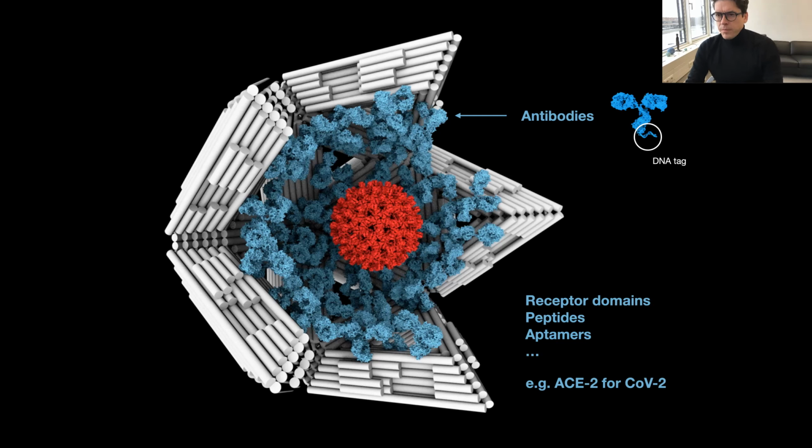You can think about using host receptor domains, putting them there, basically making a decoy target. If, for example, the virus attacks ACE2 domains on host cells, you could make the ACE2 domains, as is now known for COV2, for example, and conjugate them to the inner surface of these shells. You could also use peptides. There are peptides that are known to be bound by certain viruses.